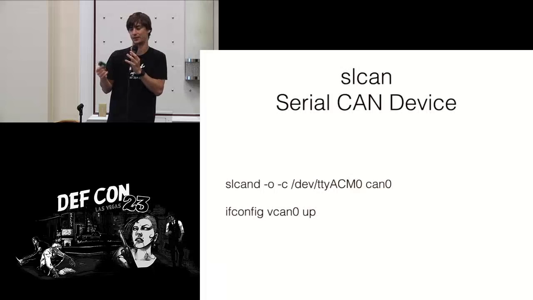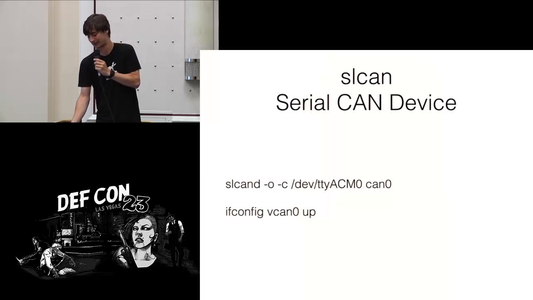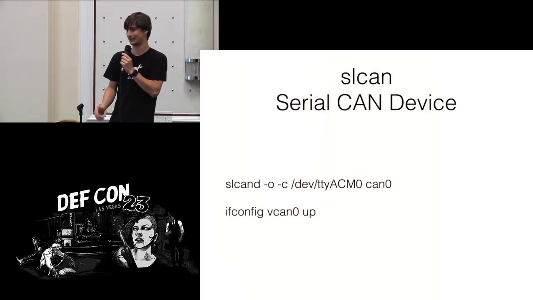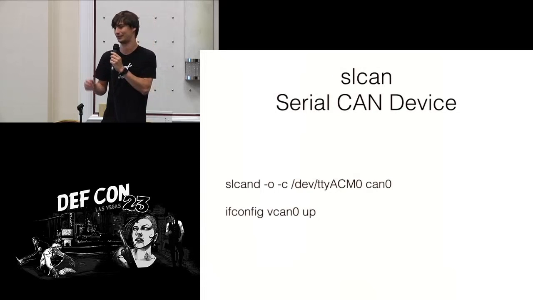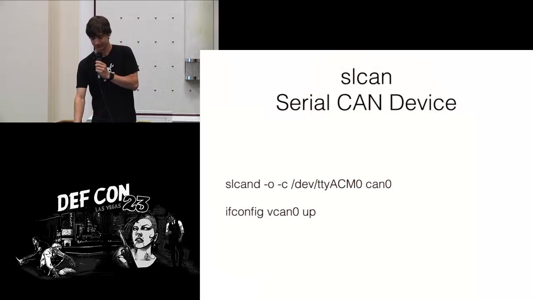People figure, oh, well, USB serial devices must be limited to 115,200, but no, they can go a lot faster. Specifically, if you're interested in it, it's a 64-byte endpoint for USB, so you can basically do really fast transfers as long as they're 64 bytes or less.